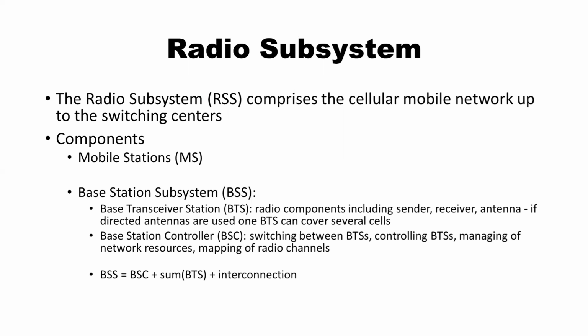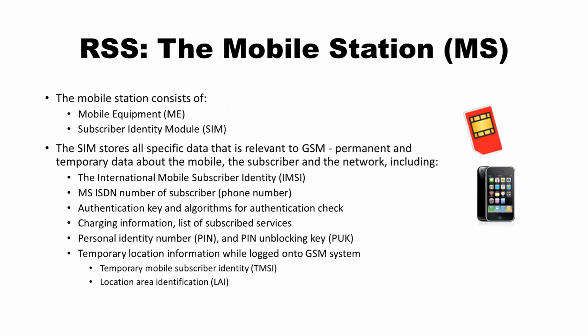Base station controller: switching between BTSs, controlling BTSs, managing of network resources, mapping of radio channels. BSS equals BSC plus the sum of BTSs plus interconnection. The mobile station consists of mobile equipment and the subscriber identity module. The SIM stores all specific data that is relevant to GSM, permanent and temporary data about the mobile, the subscriber, and the network, including the international mobile subscriber identity, MS ISDN number of subscriber, authentication key and algorithm for authentication check, charging information, list of subscribed services, personal identity number, PIN and PIN unblocking key, temporary location information while logged in.